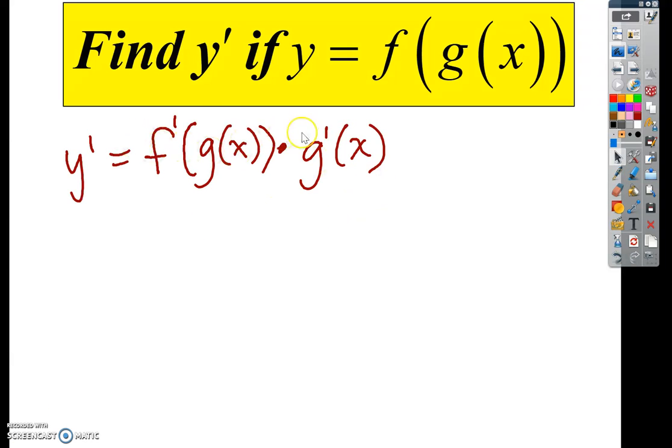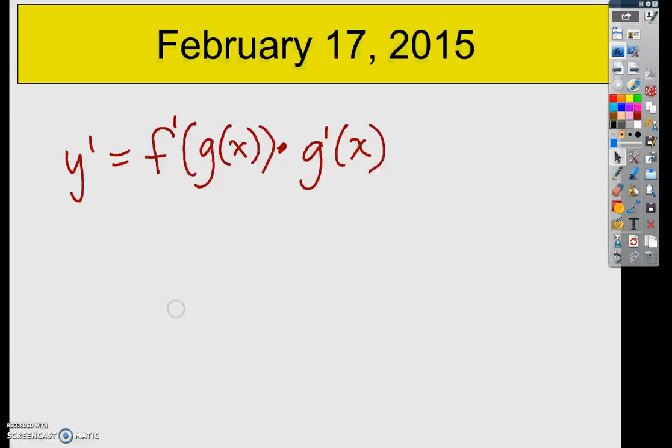So it's a simple chain rule. So we have the derivative of the outside function. We leave the inside function there, times the derivative of the inside function. So it's pretty straightforward. You shouldn't have had any trouble. If you did, then we need to work on that.